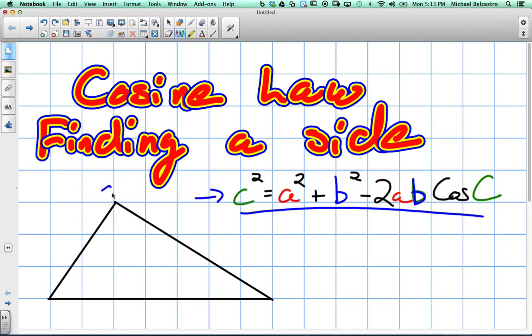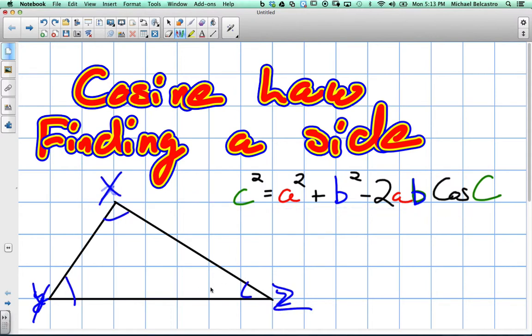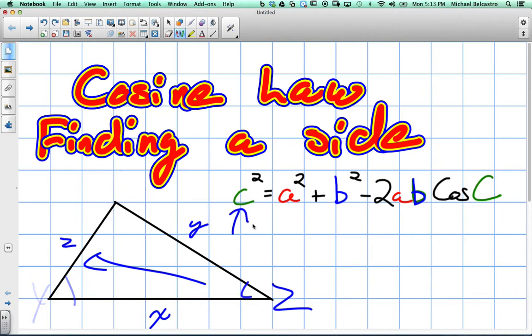So maybe they have this as x, y, z, and usually the angles are uppercase letters. That's important. And the opposite, which would be the side, would be the lowercase letters. So is this the capital C or the lowercase c? This is lowercase c. You're finding a side in this, and it helps you find the angle, or vice versa.